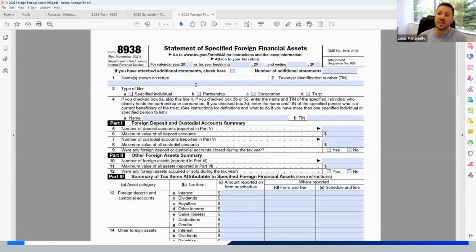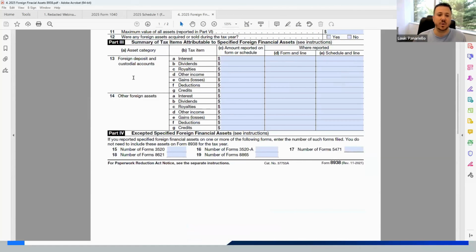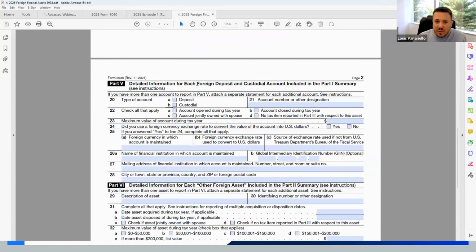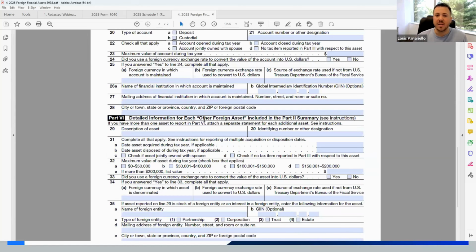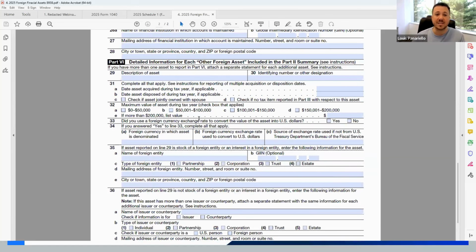Now, Form 114 is strictly for bank accounts and trusts. Form 8938 actually extends not just to foreign deposit and custodial accounts, which are bank accounts, but also, if you go to Part 4, they call it other foreign assets. So that includes real estate, business interests, things of that nature, in addition to bank accounts.